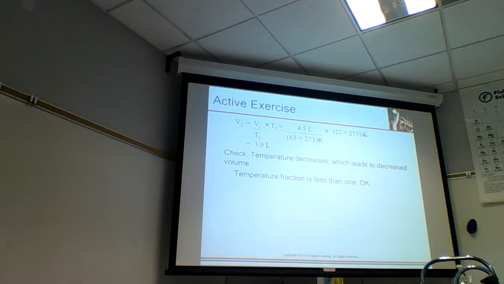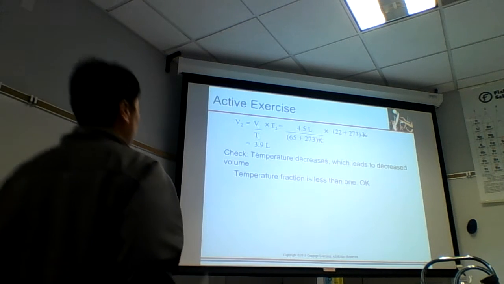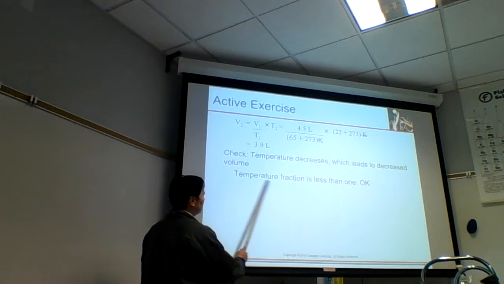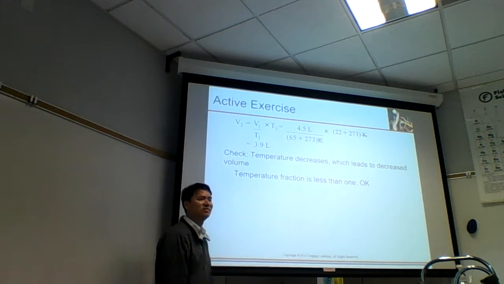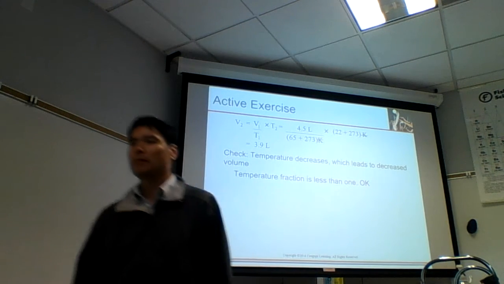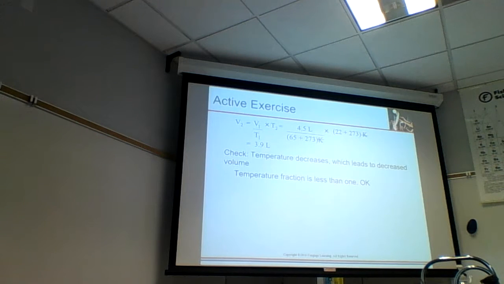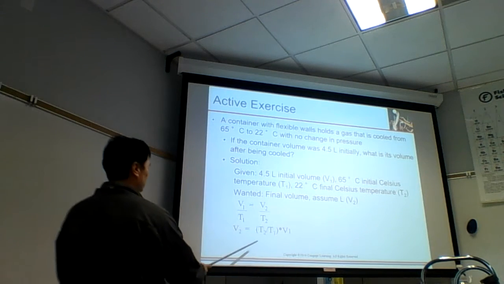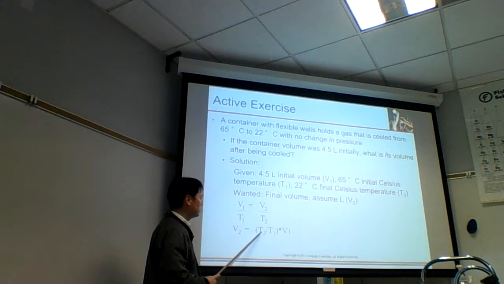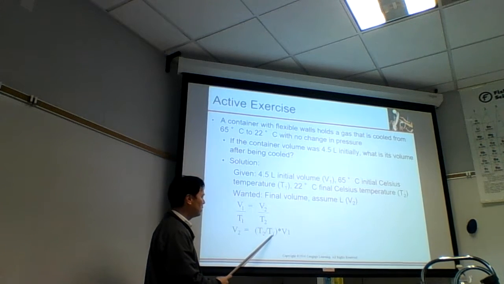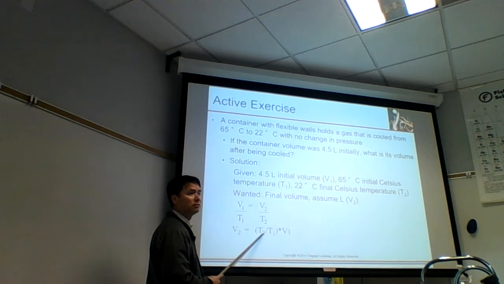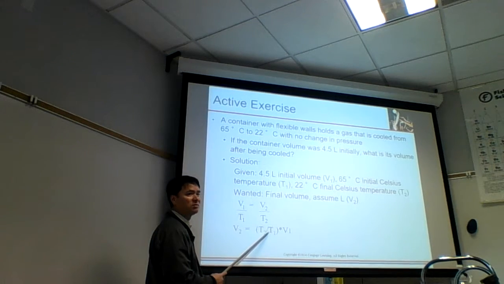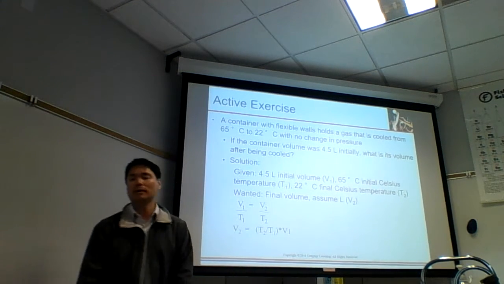The temperature fraction. Now, this is why I was thinking, why did they write it like this? Because we call this the temperature fraction. The temperature fraction is less than 1. So I don't know why they didn't write the equation like this. This is the temperature fraction. Temperature fraction is less than 1. That means T2 is smaller. Therefore, this fraction is going to be less than 1. That's what they're talking about there.